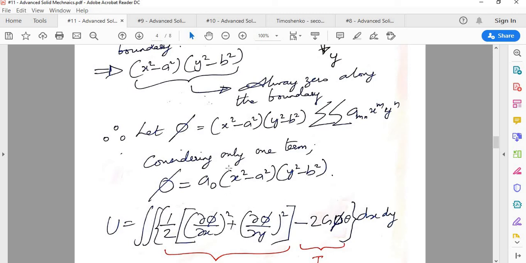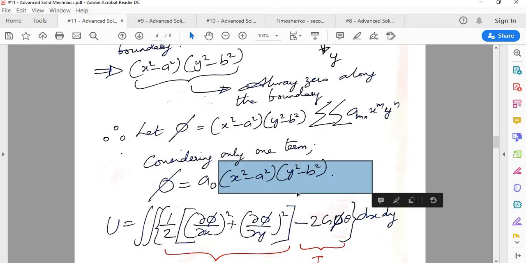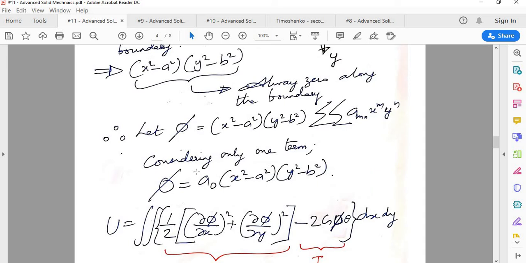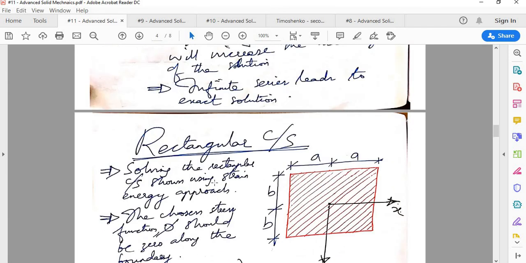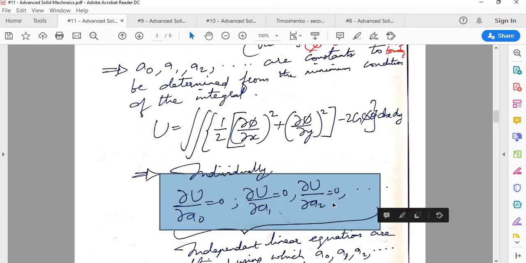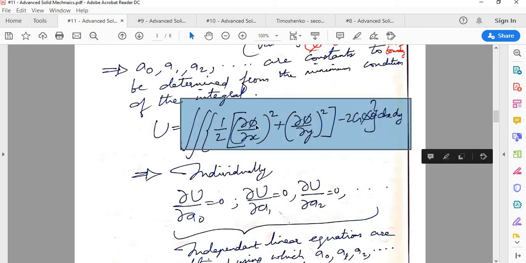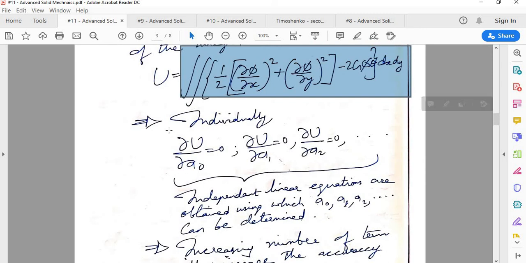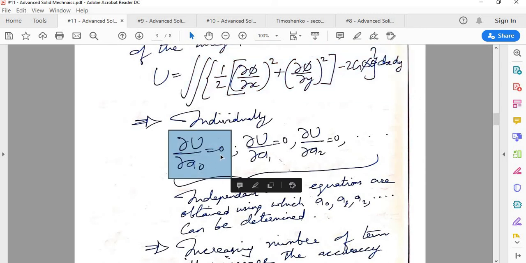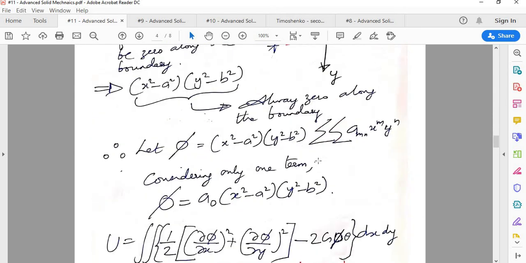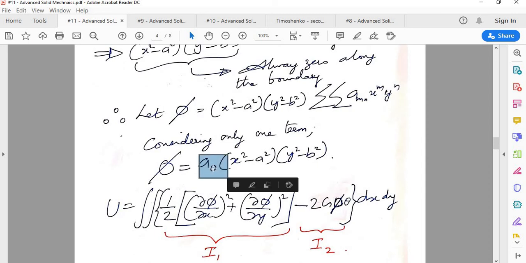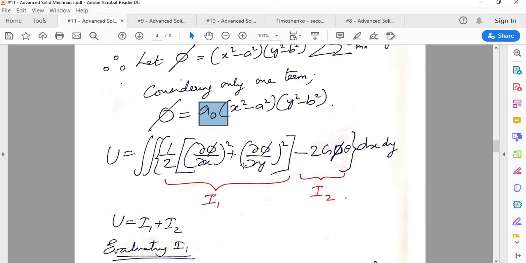Now, in this stress function, this part is known, right? There is no confusion about this part. Now, the only unknown is A0. So, what is A0? For determining A0, we will follow the following procedure. First we will write U in terms of stress function and take the derivative of U with respect to the constant and equate to 0. So in the general case you will have n number of equations. Here there is only one term and one unknown, so you only have one equation to be solved.